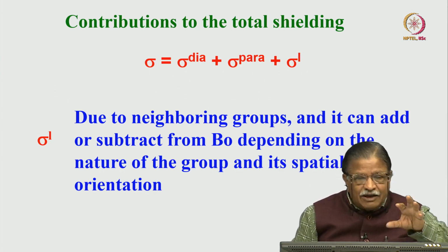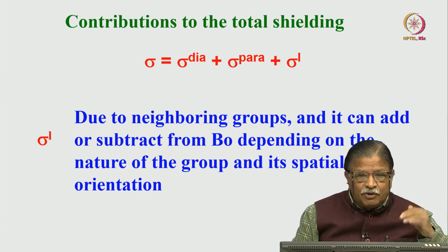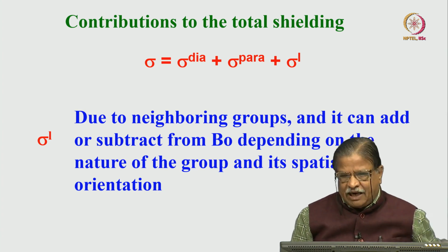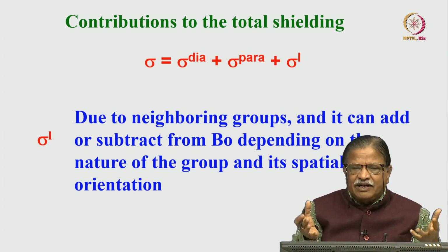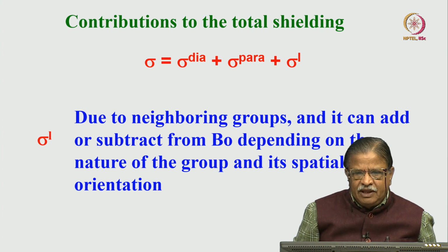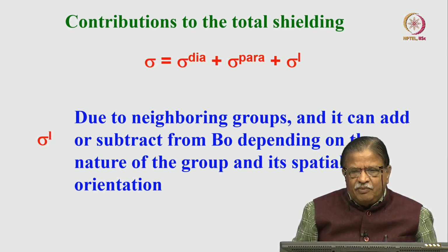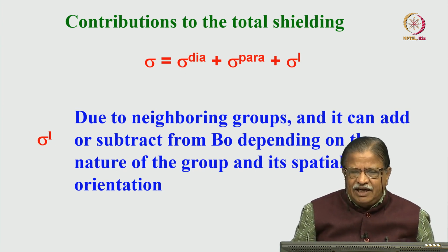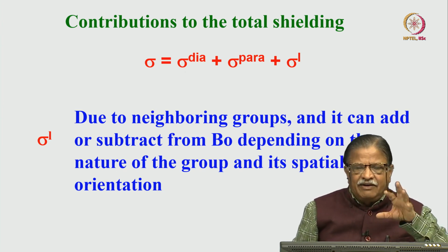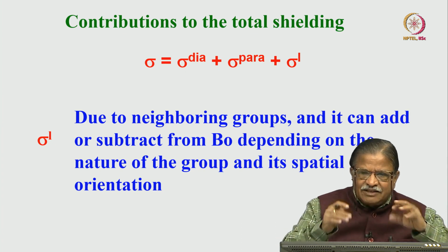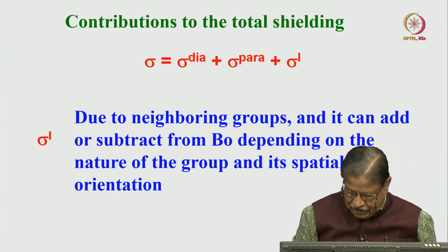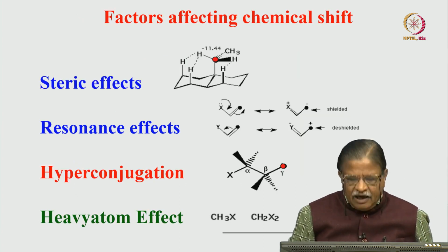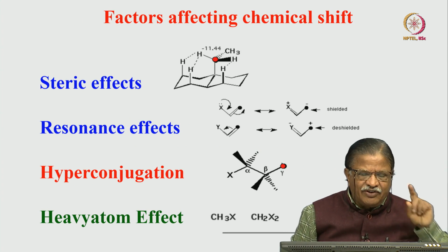What is that neighboring group? Whether it is an electron donating group or an electron withdrawing group, based on that, all these are factors which can add or subtract. Many factors will be there, not one single factor. The neighboring groups, what they are contributing, how they are contributing, whether they add to the shielding or de-shielding, based on that we can arrive at the chemical shift values. These are all the factors which contribute to the total shielding at the site of the given nucleus, and these are the factors which affect chemical shift.